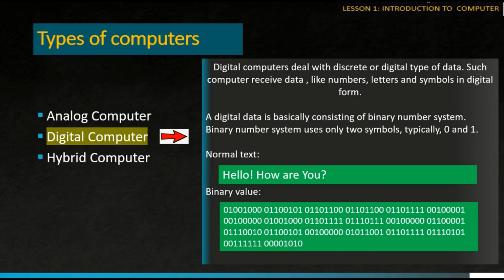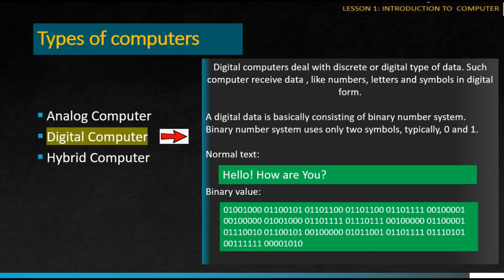Digital computers deal with discrete or digital type of data. Such computers receive data, like numbers, letters and symbols in digital form. A digital data is basically consisting of binary number system. Binary number system uses only two symbols, typically, 0 and 1. Every character, number or symbol, transforms into its binary equivalent, before it goes into the computer memory for processing.